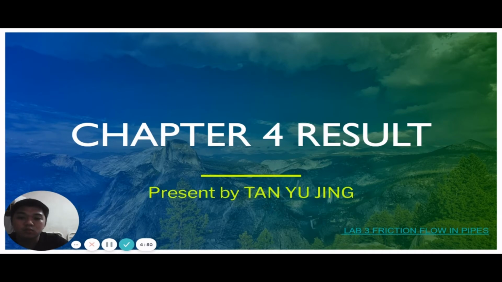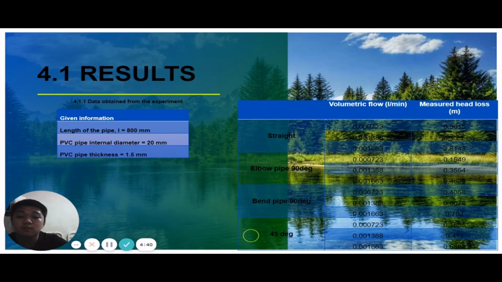Hello, my name is Tanjung, matric number MA18261. Now I will present chapter 4, which is results and discussion on lab 3, which is friction flow in pipes. As you can see, there is the data for the experiment. We are given the information of the experiment: length of pipe is 800 millimeters, PVC pipe internal diameter is 20 millimeters, and PVC pipe thickness is 1.5 millimeters. The volumetric flows and the measured head loss are given for four types of pipe: straight pipe, 90 degree elbow pipe, 90 degree bend pipe, and 45 degree pipe.